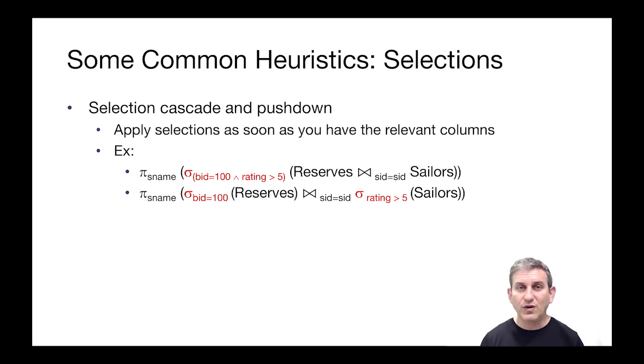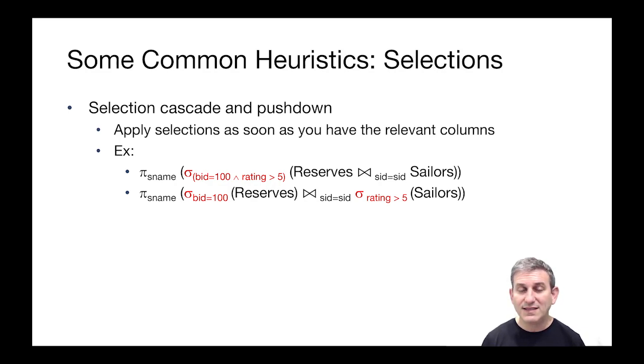The first heuristic that we're going to apply is selection cascade and pushdown. We're always going to try to do our selections as soon as we have the relevant columns to evaluate them. As an example, look at this query where we're projecting to sname of a selection on boat ID equals 100 and rating greater than 5 with the join of reserves and sailors on SID. Those selections can be evaluated when we scan reserves for boat ID equals 100 and when we scan sailors for rating greater than 5. And so we can cascade those into two selections, one on boat ID, one on rating, and then we can push those selections, or commute those selections, into the joins on the individual sides.